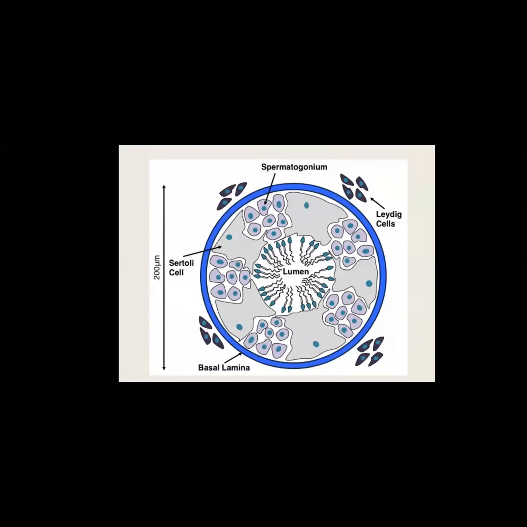You can find the basal lamina, and within the seminiferous tubule you find the spermatogonia, and between them you can find the Sertoli cells, which are supporting cells and nursing cells for the spermatogonia. The sperms which are produced go into the lumen. And outside the seminiferous tubules, you can find the Leydig cells.